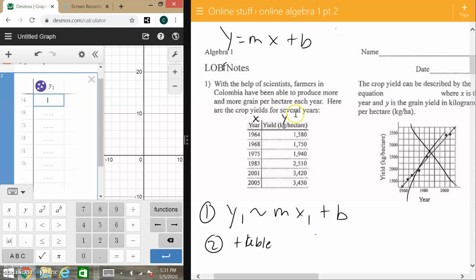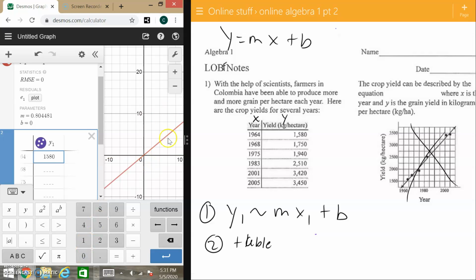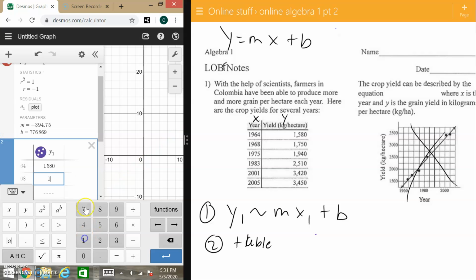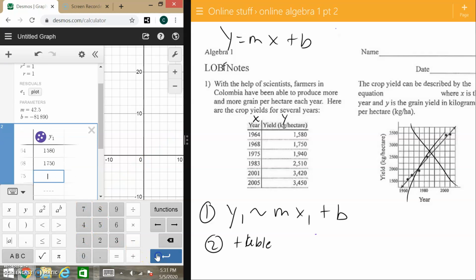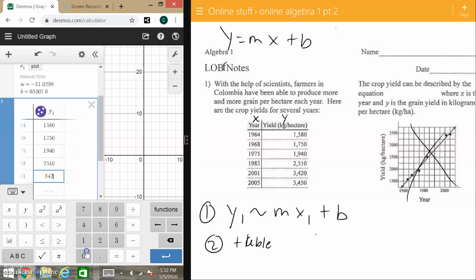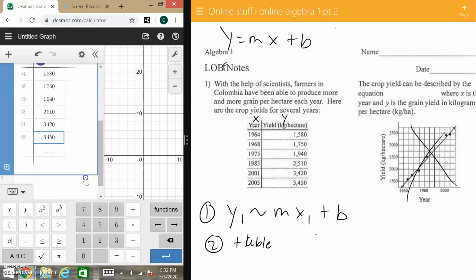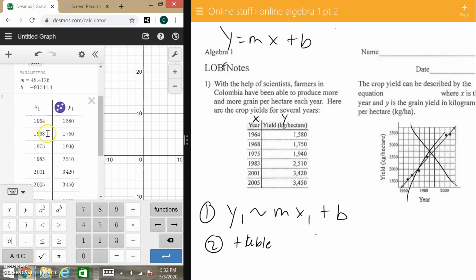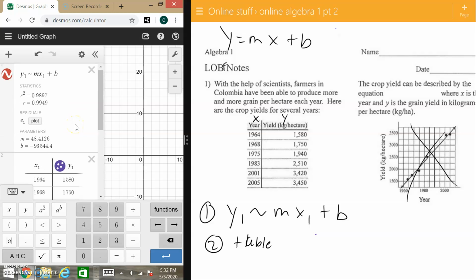I will now type my y values, so this right column over here: 1580, and you notice a line starting to appear. And then I have 1750. Oh, I want to make sure I type in the next one, 1750. Enter. 1940. 2510. 3420, and 3450. And if you look, every x has a y, and that's going to be how it will be when you do these.